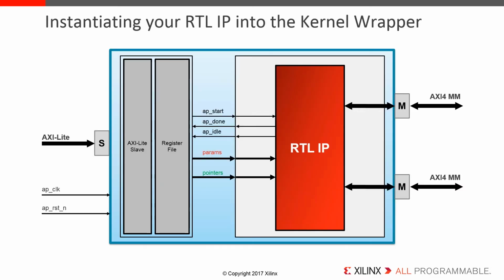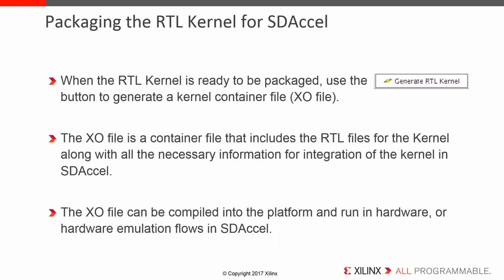When you replace the example RTL with your custom RTL IP, you may need to add some adapters or glue logic to achieve the desired connectivity. Once you have completed the design and verification of your RTL kernel, you're now ready to package the kernel into a kernel container file, or the .xo file for SDAccel.